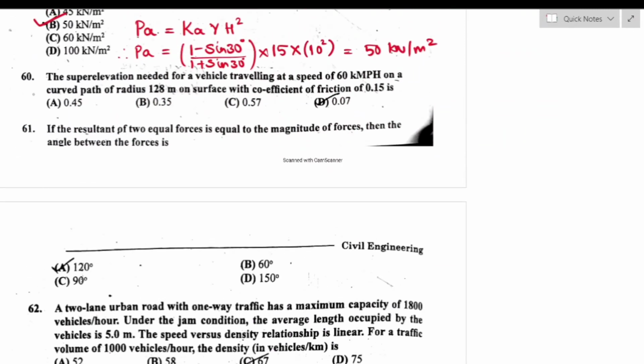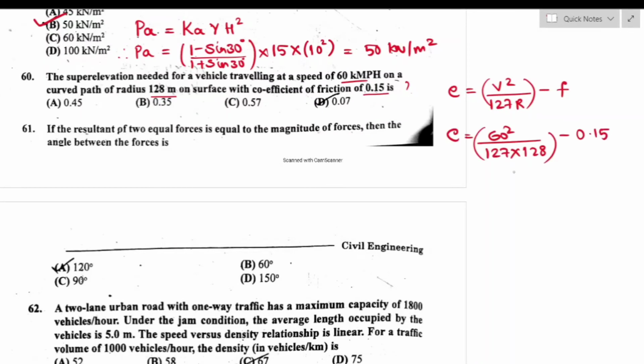Question number 60. The super elevation needed for a vehicle traveling at a speed of 60 kmph on a curved path of radius 128 meter on a surface with a coefficient of friction 0.15 is. So we have to find the super elevation needed. As per IRC, we know that e is equal to V square by 127 R minus coefficient of friction. Therefore, the rate of super elevation will be 0.0714. Since the maximum rate of super elevation is restricted to 0.07, the right answer is option B, 0.07.